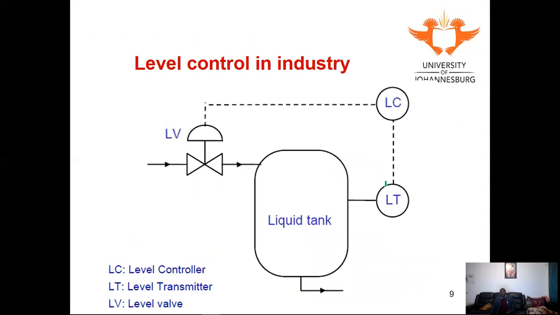Now, here is a simple controlled output. If we look at this, we've got a tank where the transmitter will transmit the level information about the tank. So the tank is getting filled up, and the level transmitter transmits to the level controller. On receiving the information that the tank is getting full, the level controller will close the valve to stop any further input of liquid. So there's a level valve which is being controlled by the level controller. So there is a form of closed loop.